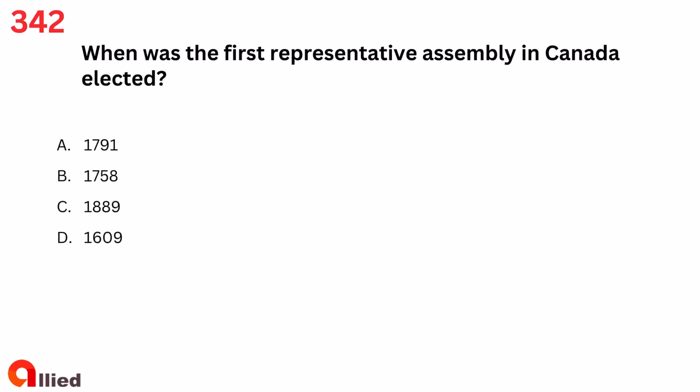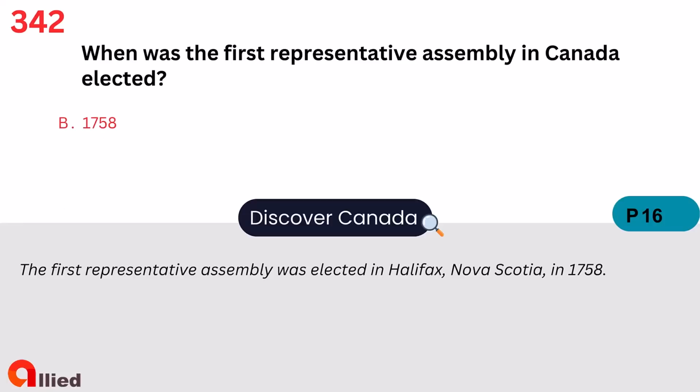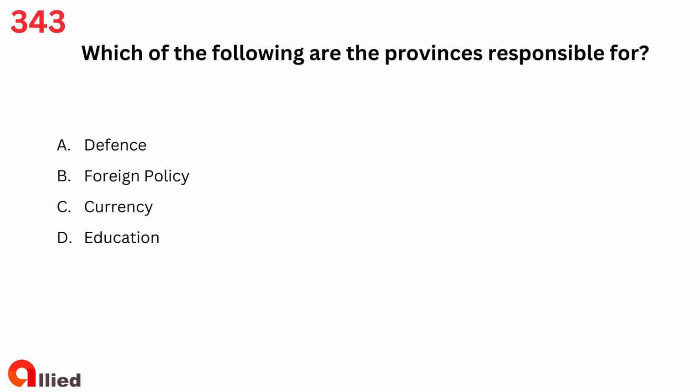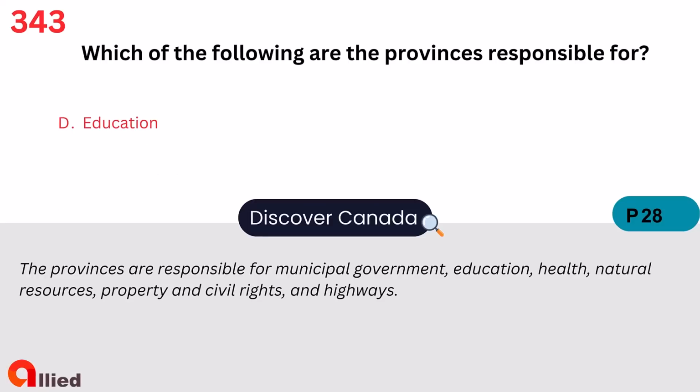Question 342. When was the first representative assembly in Canada elected? A. 1791. B. 1758. C. 1889. D. 1609. The answer is B. 1758. Question 343. Which of the following are the provinces responsible for? A. Defense. B. Foreign policy. C. Currency. D. Education. The answer is D.